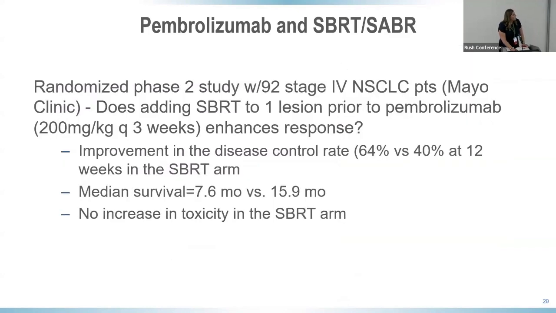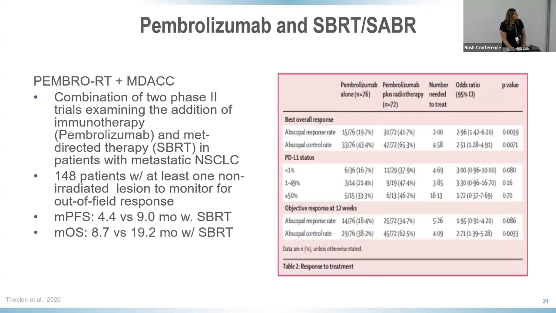This trial also looked at Pembro as a phase 2 with 92 stage 4 non-small cell lung cancers. It added SBRT to 1 lesion prior to the administration of Pembro. And what it showed was an improvement in the local control rate. We had a median survival advantage, and there were no added toxicities. This is another trial, sorry for all the data, but this Pembro study looked at 148 patients with at least 1 lesion treated with SBRT. And what we see here once again is an improvement in progression-free survival as well as overall survival.